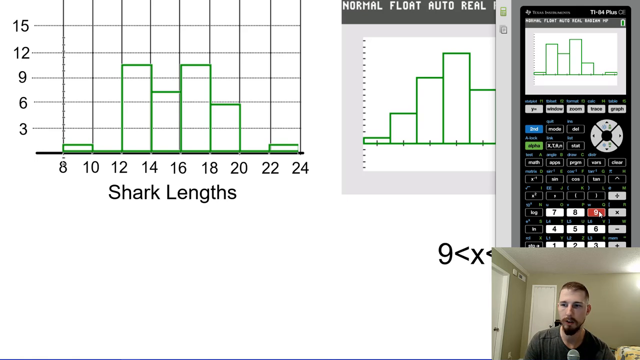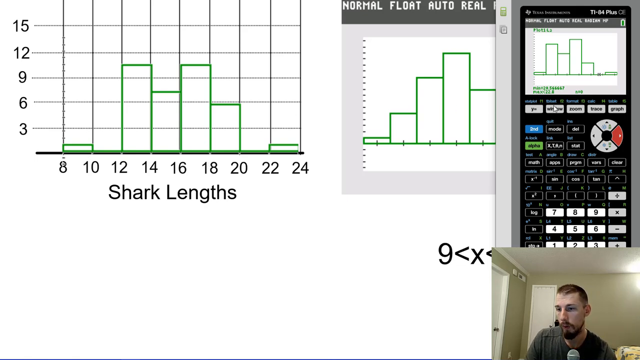So that's our histogram there. Now, if we want to fill it in, like if I hit trace, it's going to have a weird window. If you see the min and the max right there, that's a really weird window. We want to fix that so that it matches up with the one that I gave you, which is going from 8 to 24 with a bin size of 2.